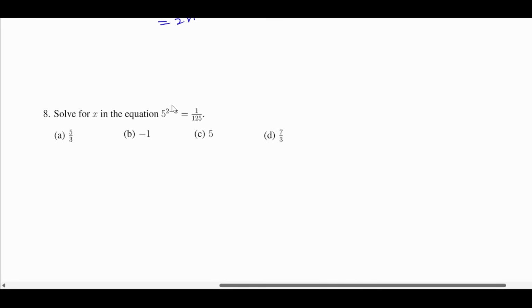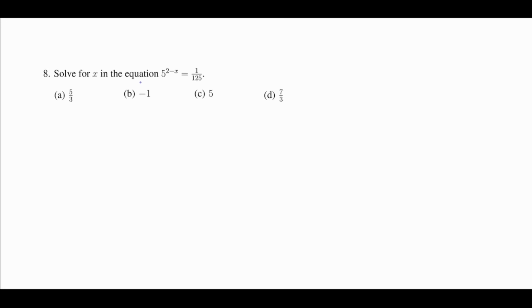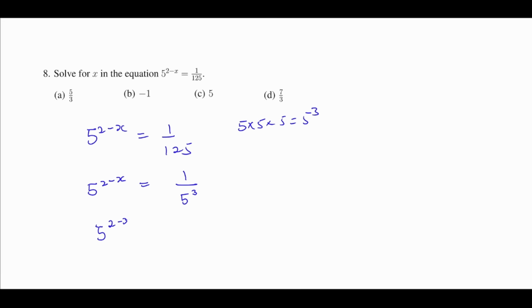Now let's go to question 8. Question 8 says find the values of x. So we have 5 raised to the power 2 minus x equal to 1 over 125. Now 1 over 125, we can express in terms of powers. When we break this down, we have 5 times 5 times 5, which is the same as 5 raised to the power 3. So we have 5 raised to the power 2 minus x equal to 1 over 5 cubed. We can rewrite this as 5 raised to the power 2 minus x equal to 5 raised to the power negative 3.